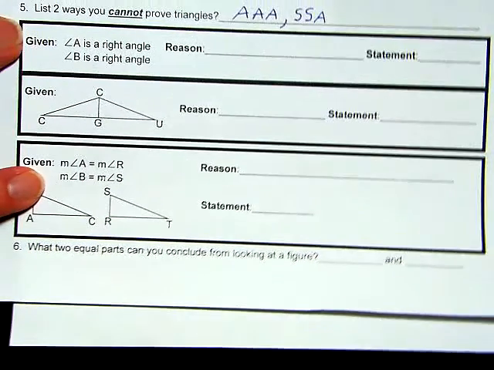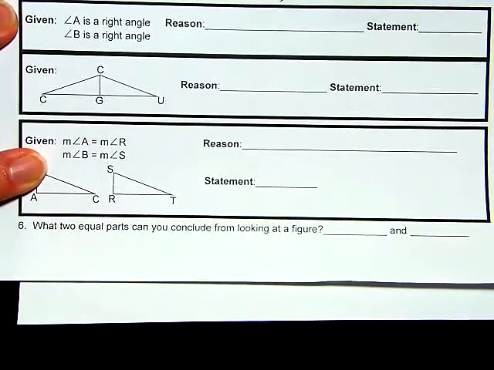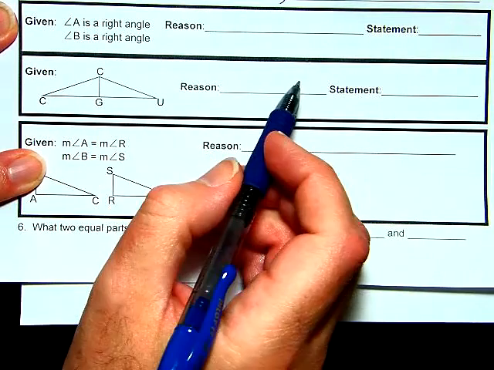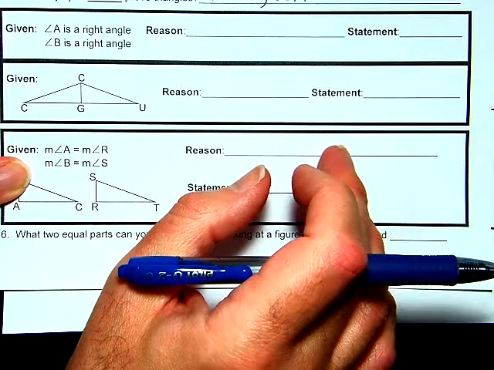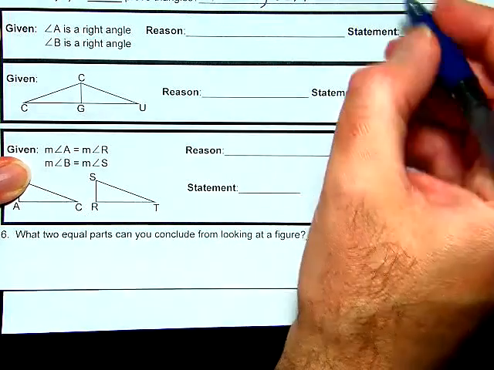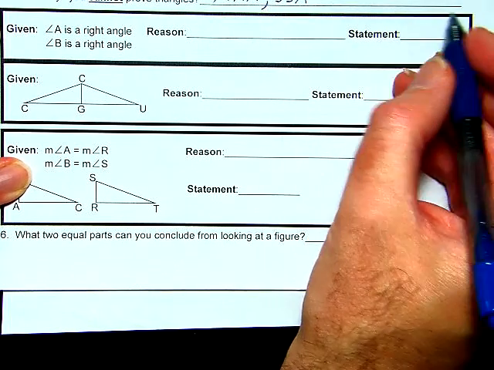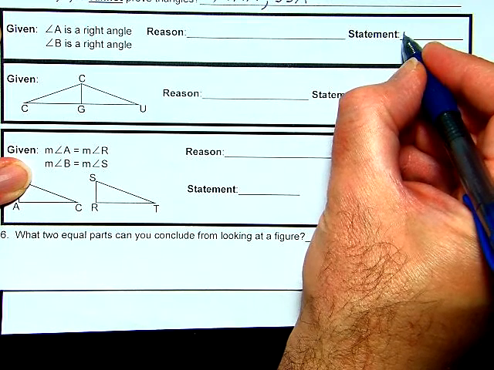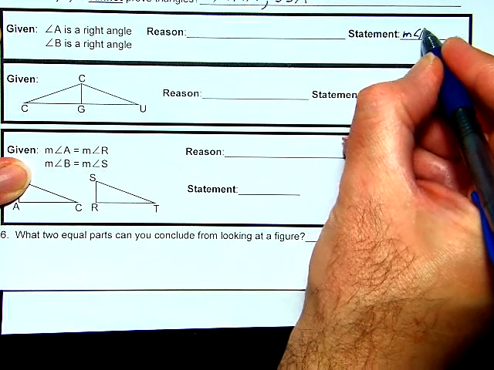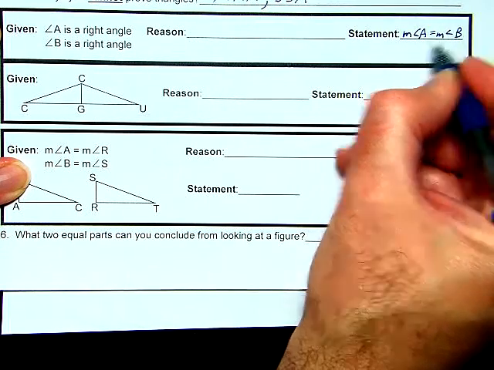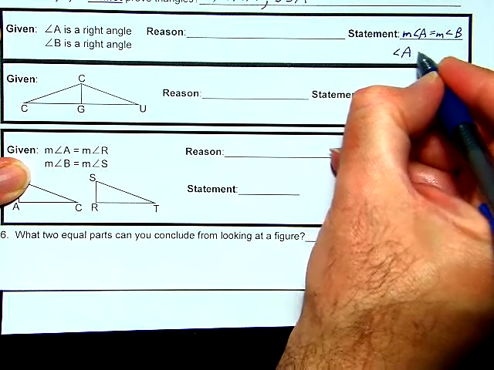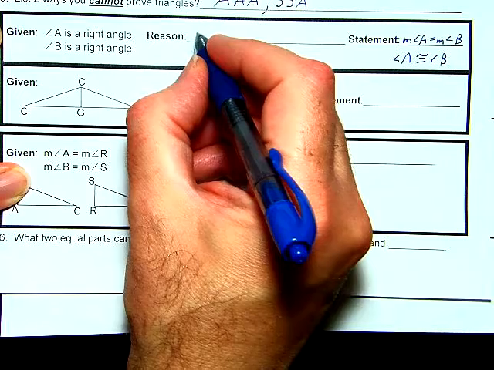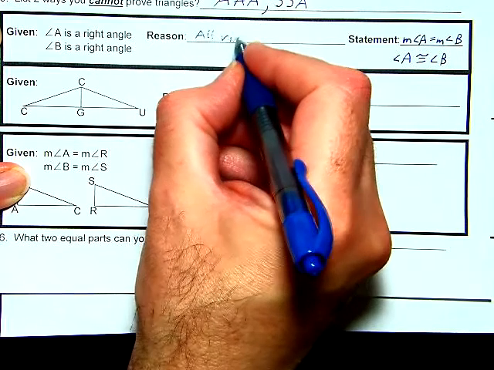So let's go through these reasons here. If A is a right angle and B is a right angle, what can we conclude from this? If we know both A and B are right angles, then we can conclude that the measure of angle A is equal to the measure of angle B, or equivalently, that angle A is congruent to angle B. And the reason is that all right angles are congruent.